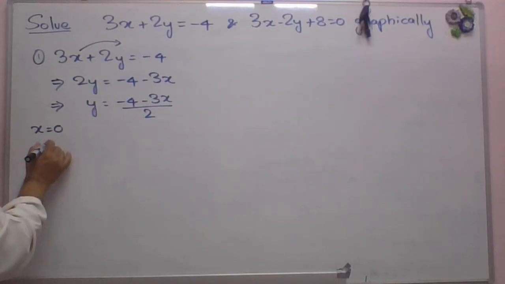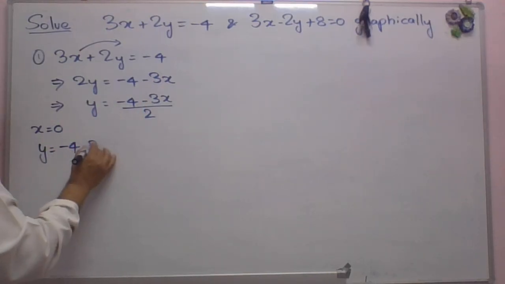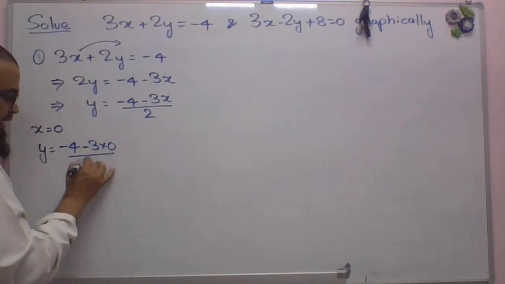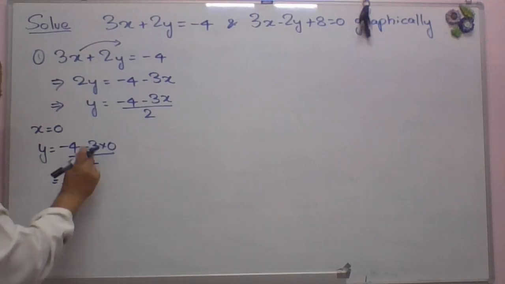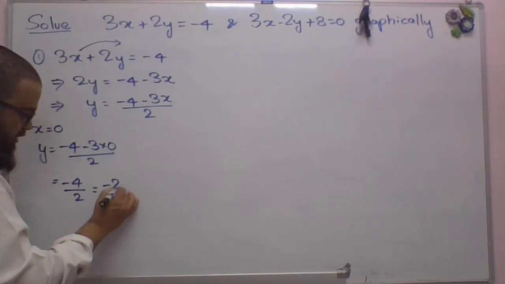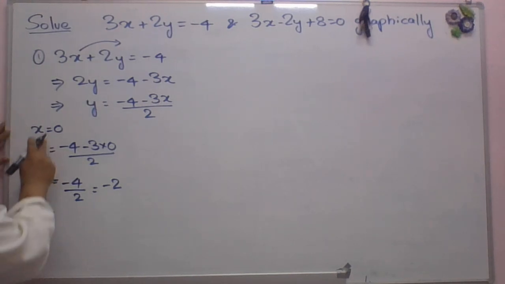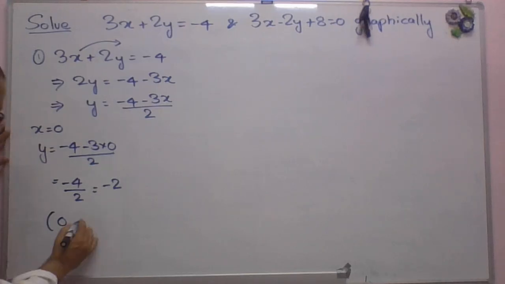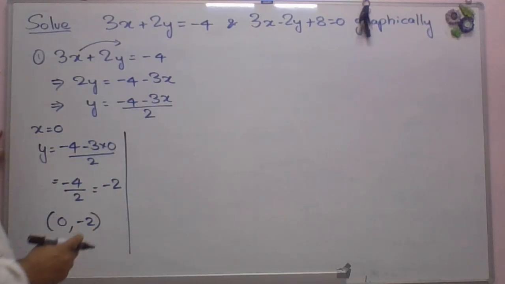Okay, when you take x is equal to 0, what will happen? y is equal to minus 4 minus 3 times 0, divided by 2. That is equal to minus 4, and minus 3 into 0 is 0, divided by 2. So that means you got y is equal to minus 2. Okay, so what is the solution? The x coordinate is 0 and the y coordinate is minus 2. Do you understand?